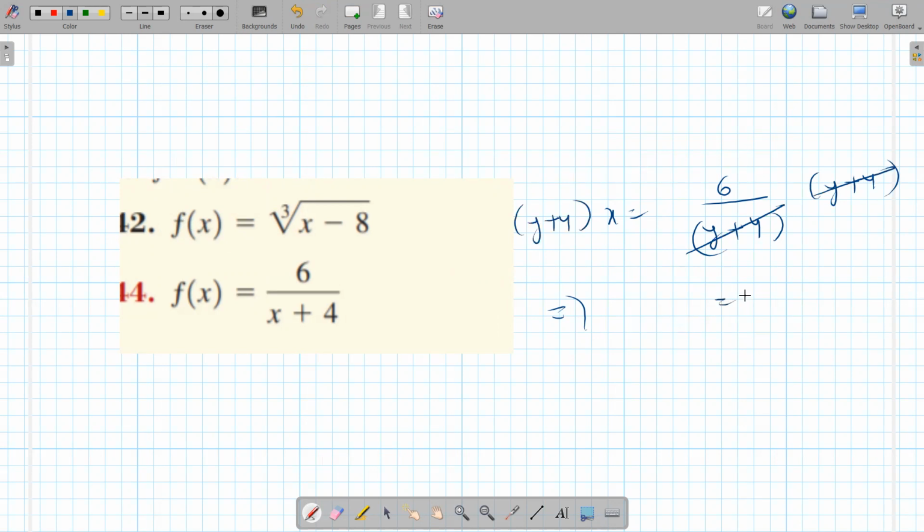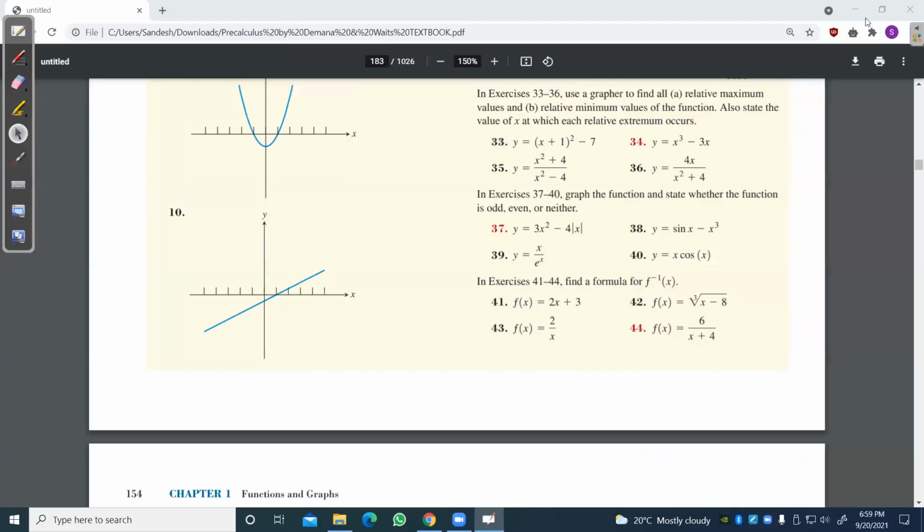And then what do we do? Do not open this bracket. Divide both sides by x. Okay. So then you get 6 over x equals y plus 4. And then what would you do here? Just subtract 4. You're done, because we want it in terms of x. One and done. There you go. That's your y inverse. Easy, right?